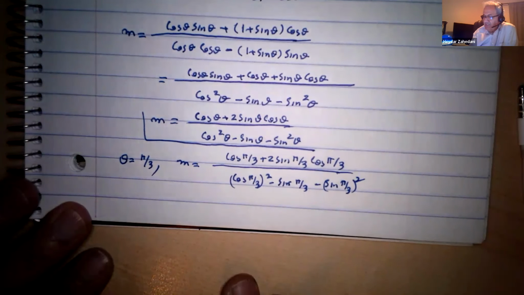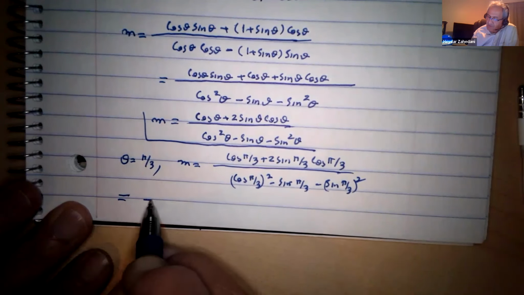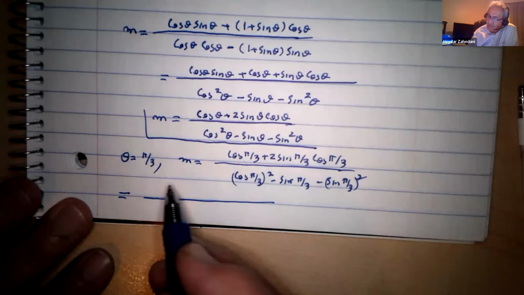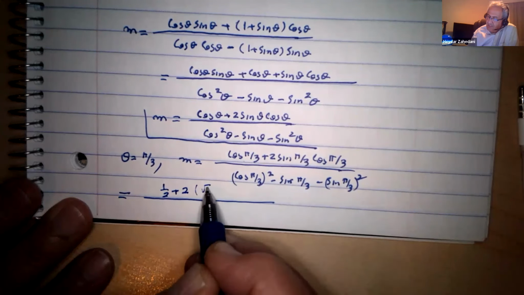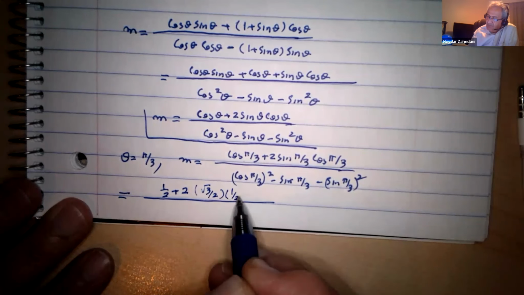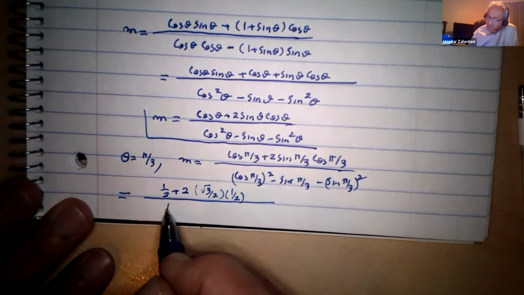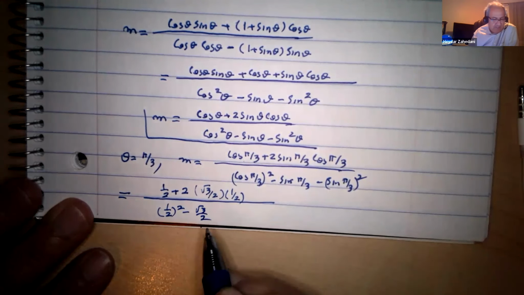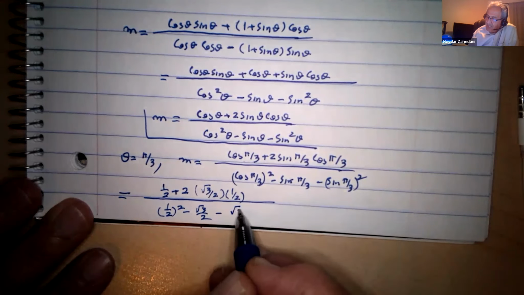Okay, pi over 3 is 60 degrees. So the cosine is going to be 1/2. So we continue. We substitute. That gives you 1/2 plus 2 times sine of pi over 3, which is radical 3 over 2. The cosine is 1/2. And over here, the cosine is 1/2, so that makes it 1/2 squared. Okay, minus the sine, which is radical 3 over 2, and again we get minus radical 3 over 2 all squared.